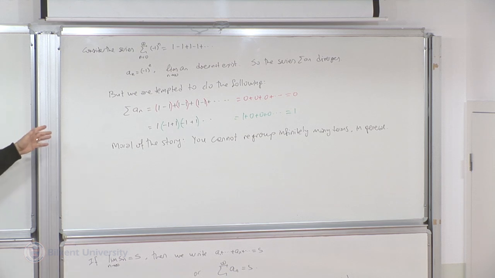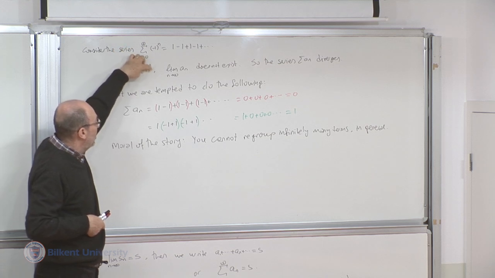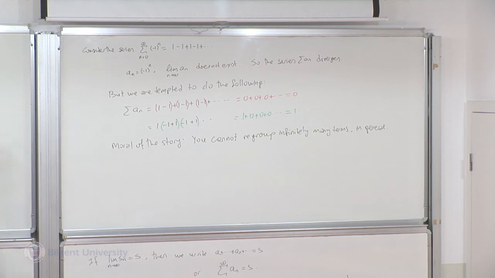And the general thing is, if you know the series converges, and if you know the series with absolute values converges, then you can do this. But in our case, neither converges. Okay, so this is one thing.